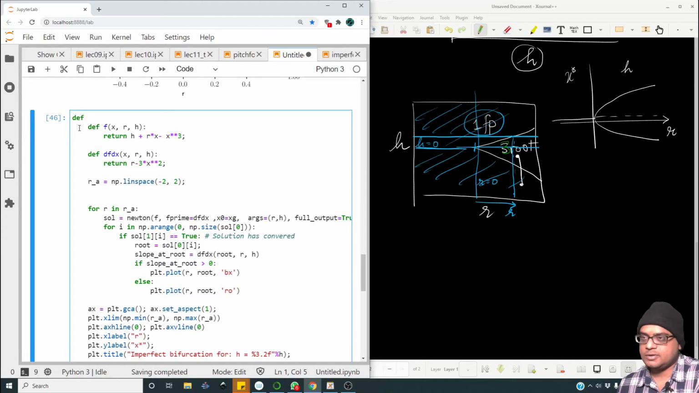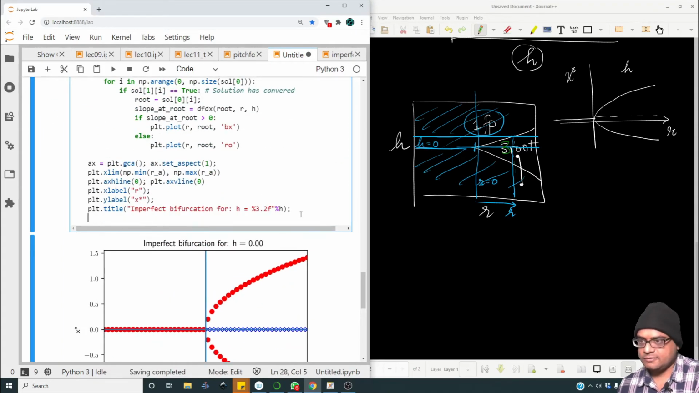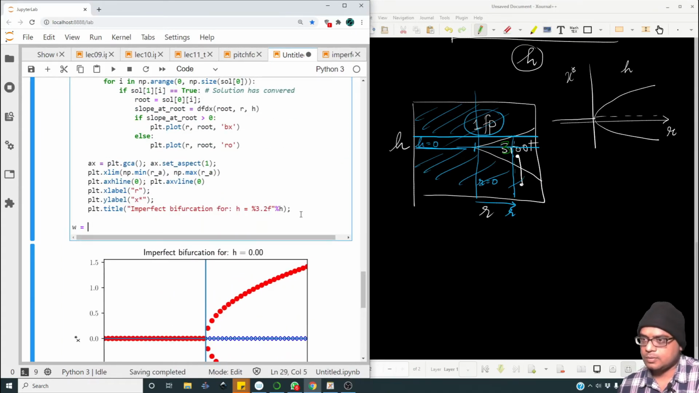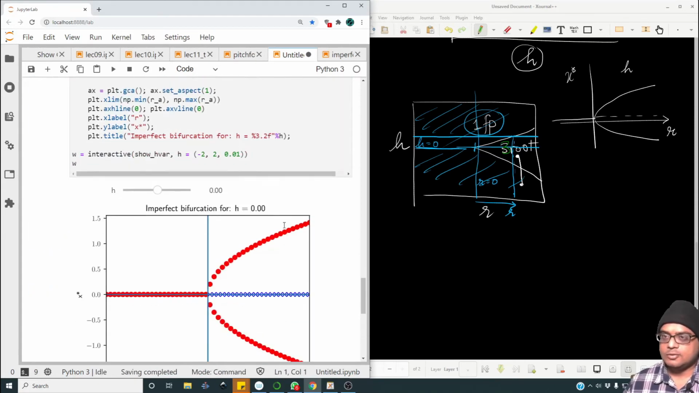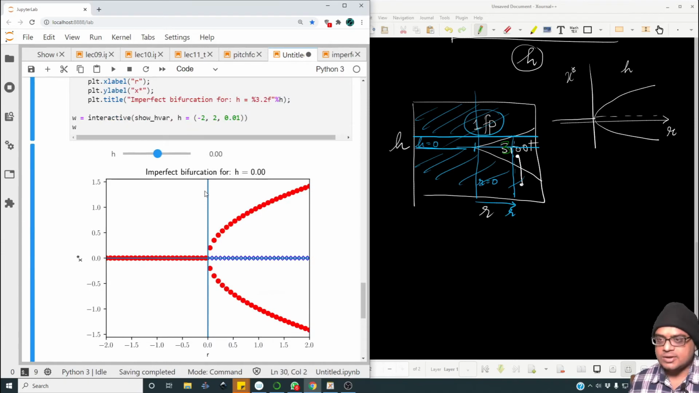So def show H variation, with the input being H. Let us make an interactive widget. All right, we have to show the widget as well. Excellent. So when H increases, let us see what happens.